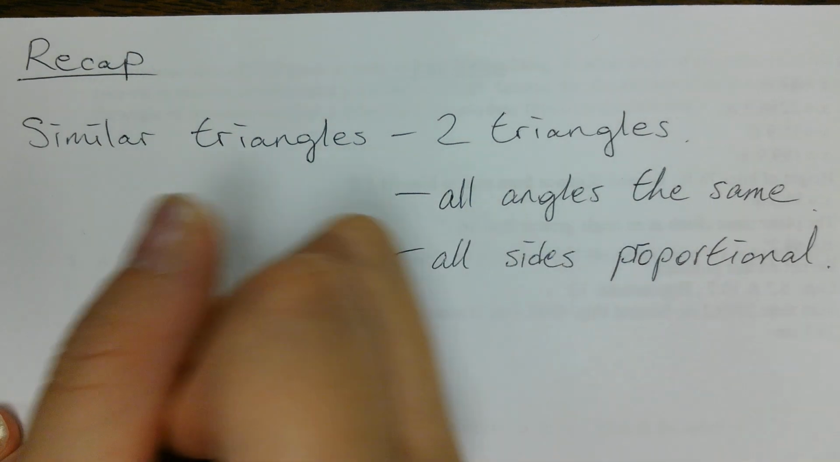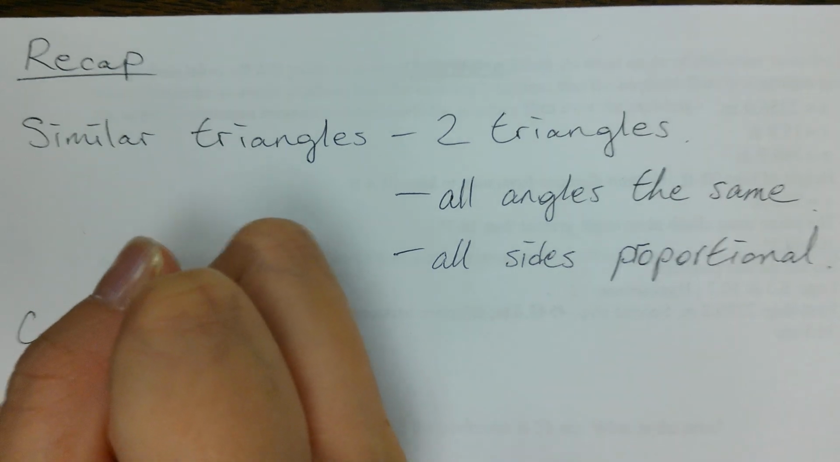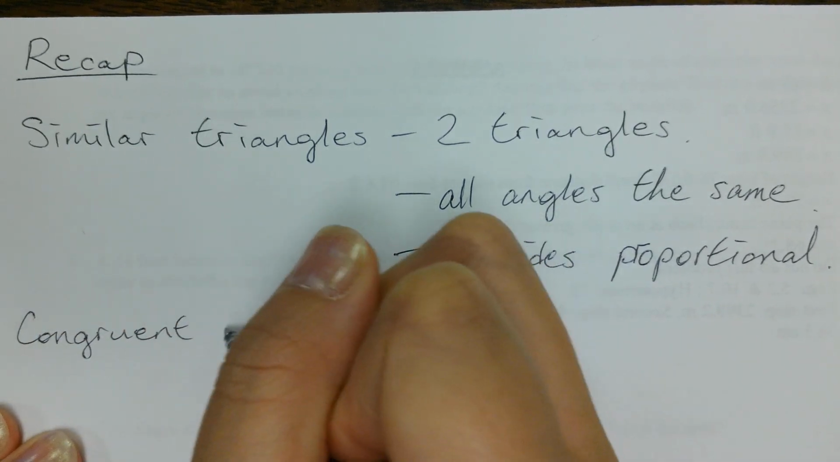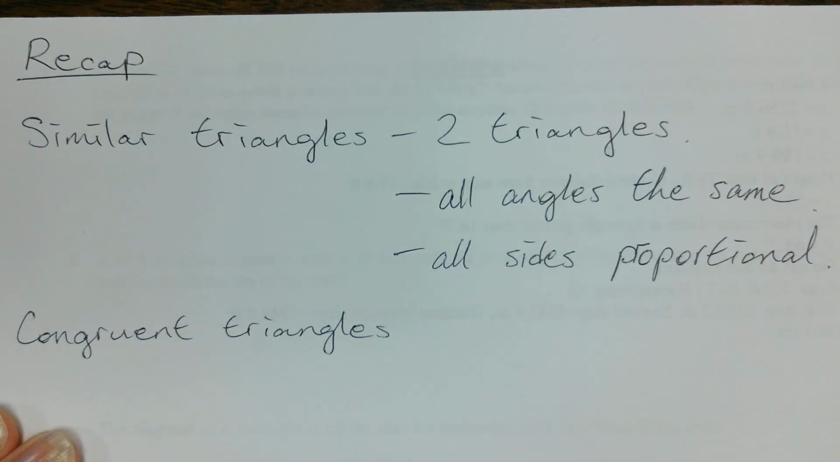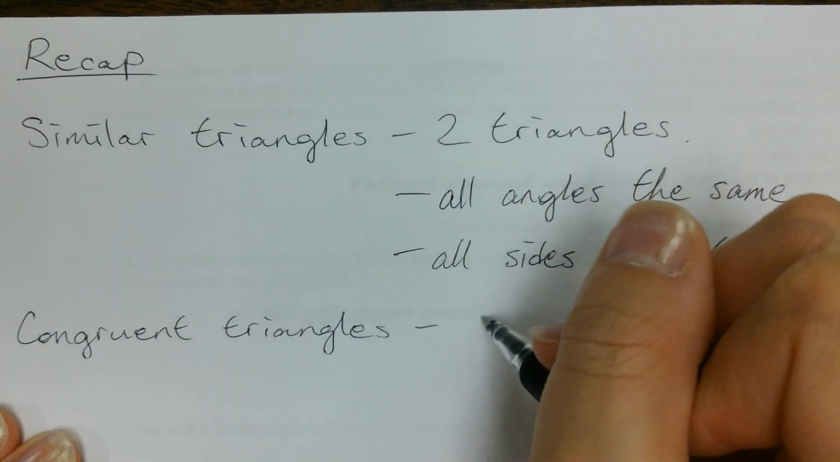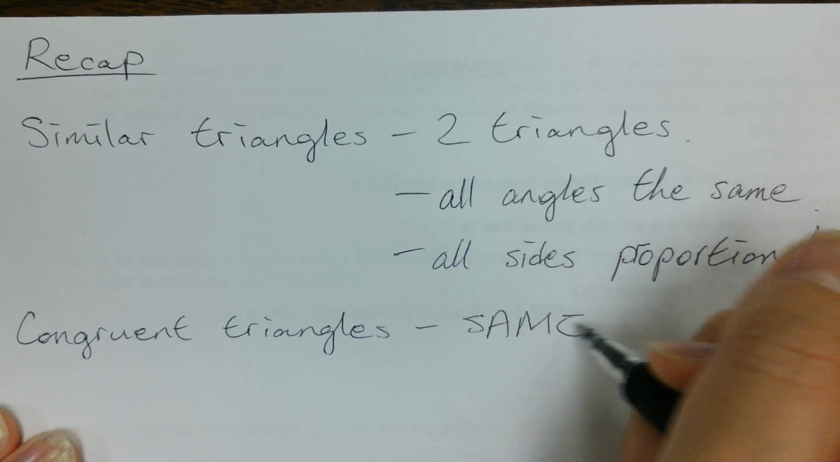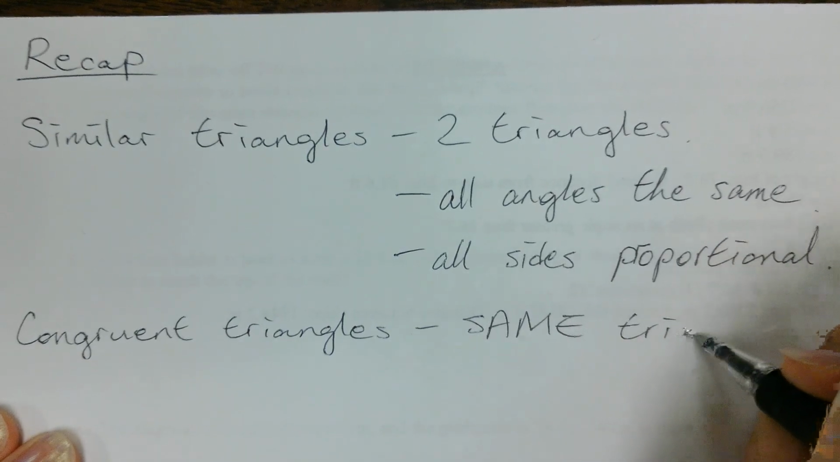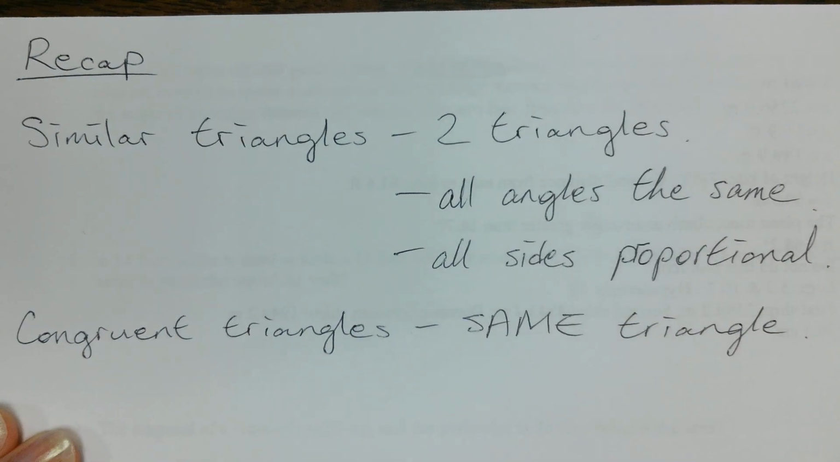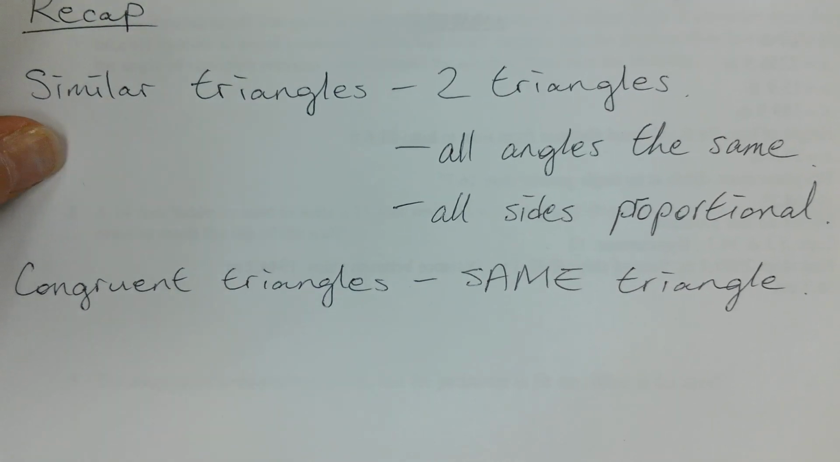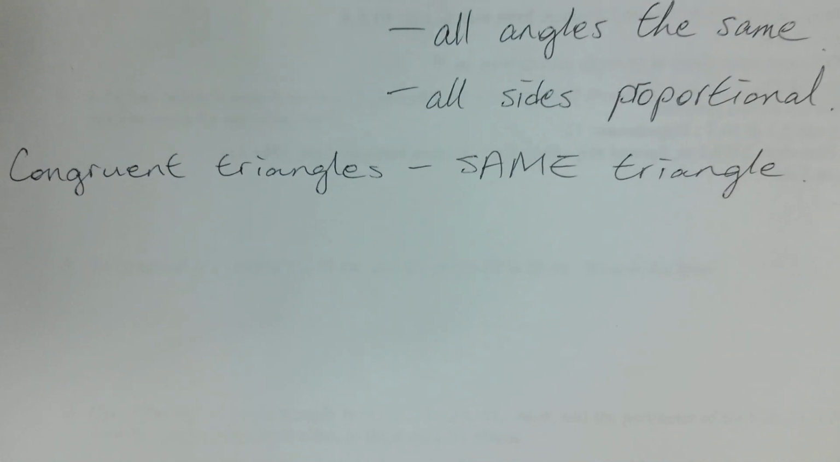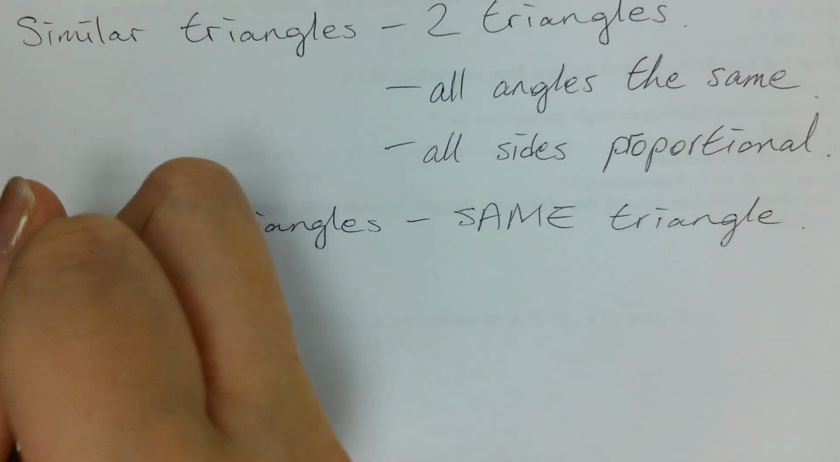What are congruent triangles? Yep. Same triangle. There's no other way to say it. It just means they are the same triangle. So triangle ABC is congruent to triangle XYZ because they're actually the same triangle with the same length, same angle, same everything. Okay. When can you use SOHCAHTOA?